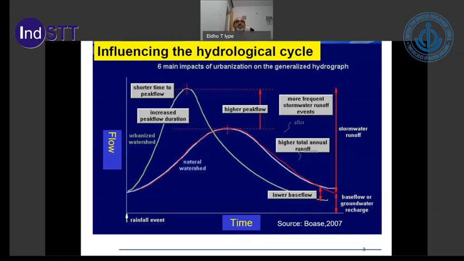Then what can happen is that in this hydrograph you see an increased peak, increased peak flow duration compared to the natural case, and then there can be more frequent stormwater runoff events and related problems. So all this leads to flooding, especially in urbanized areas. When we talk about smart cities, we need to plan and design the city in such a way that this effect on hydrology, like flooding, is reduced, or flooding is managed in an appropriate way.